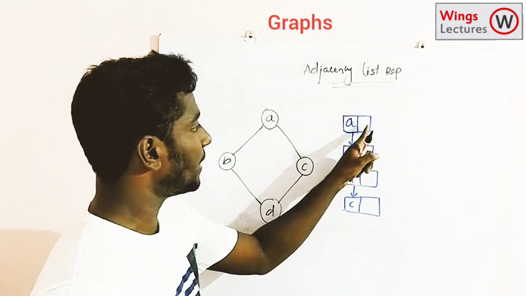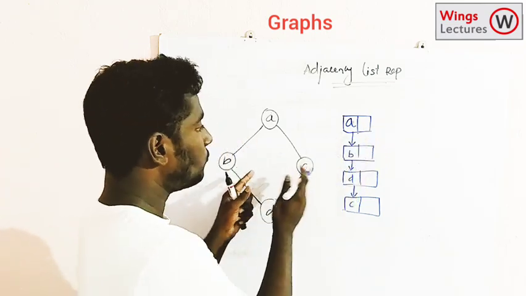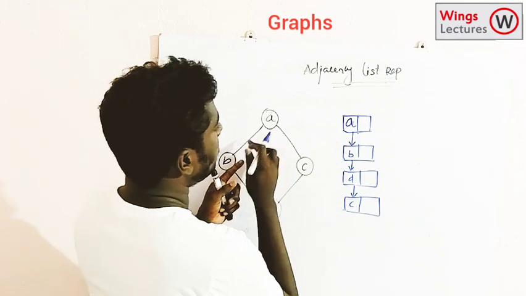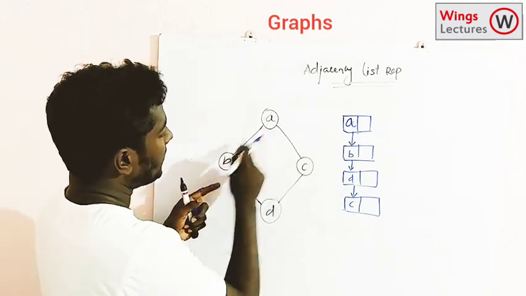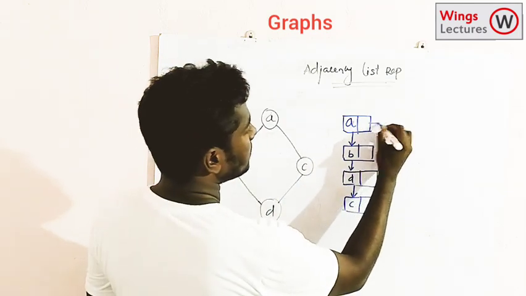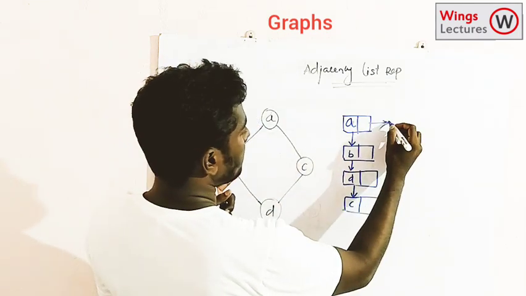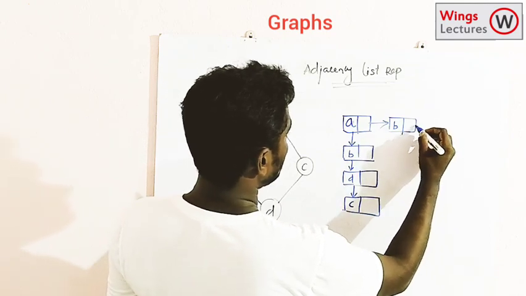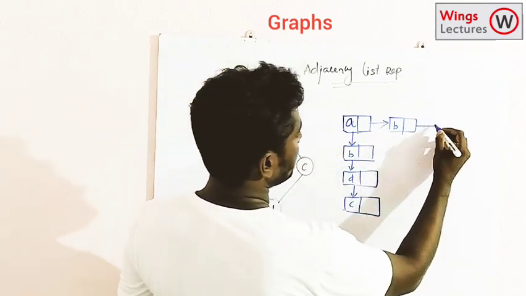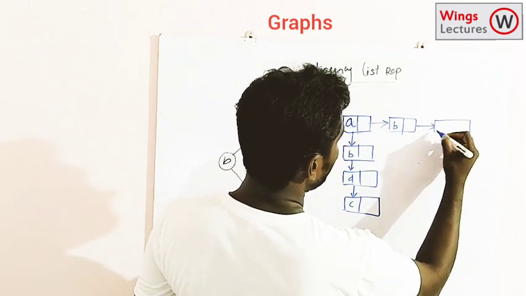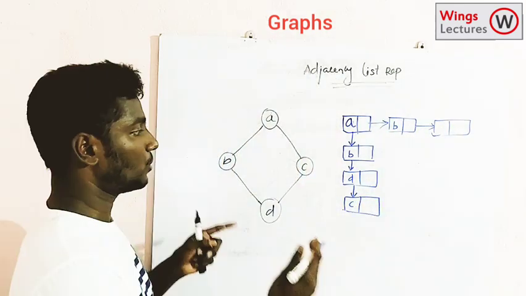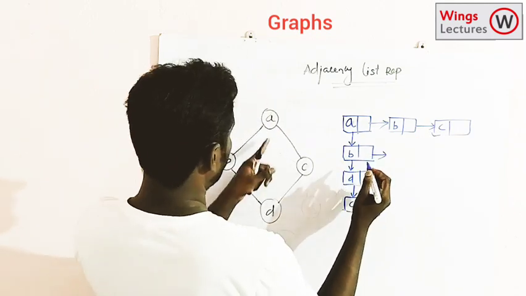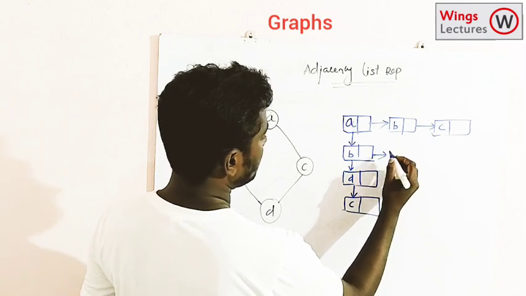Then you have to find out the adjacent vertices of each node. So what are the adjacent vertices of A? Sorry, A is having an edge to B, right? And it's also having an edge to C. Simple, it's having the link to the next node. And for B we'll be having A and D.